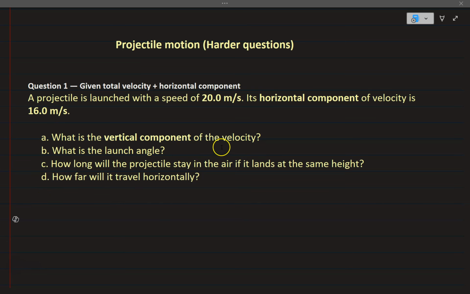What is the vertical component of the velocity? What is the launch angle? How long will the projectile stay in the air if it lands at the same height? And how far will it travel horizontally?